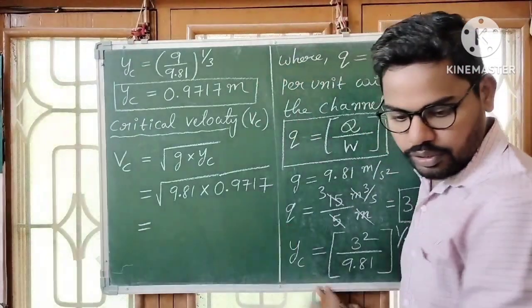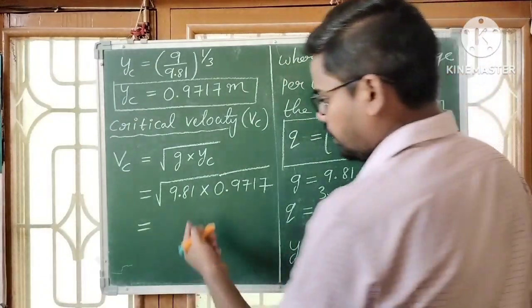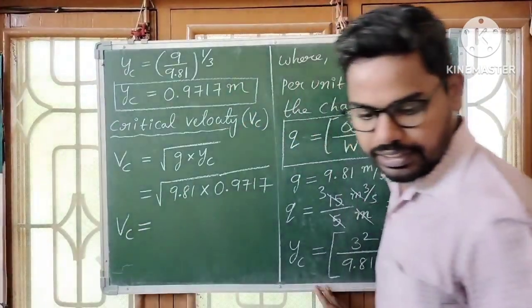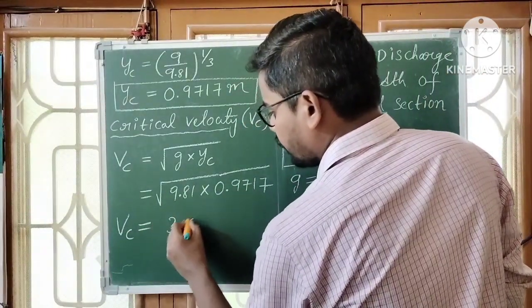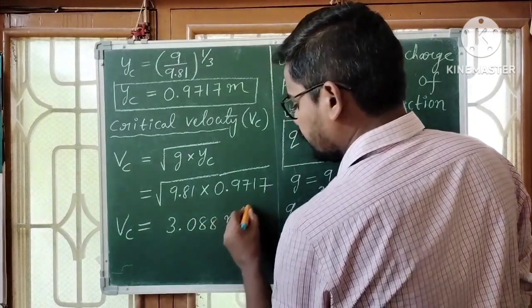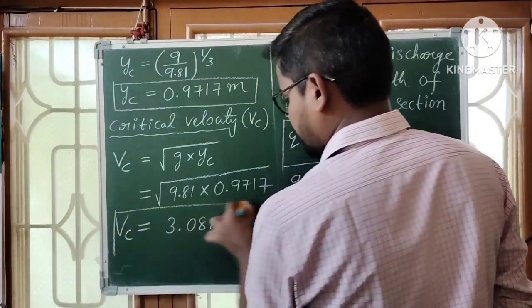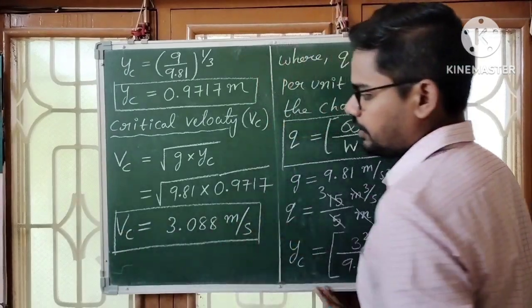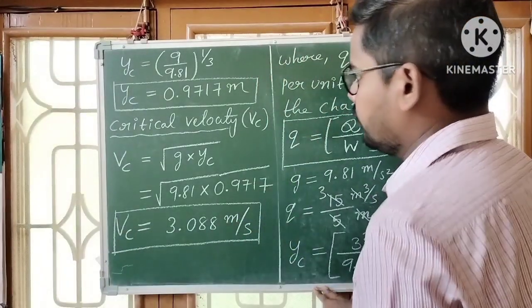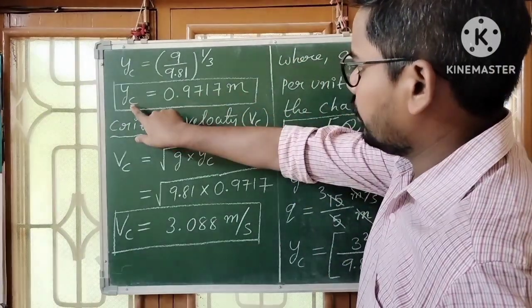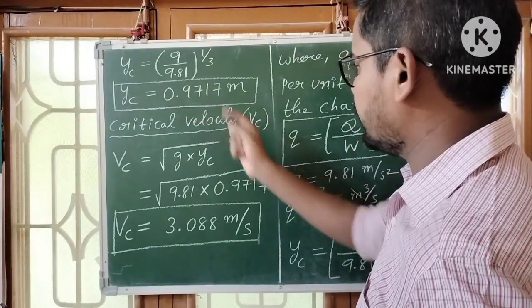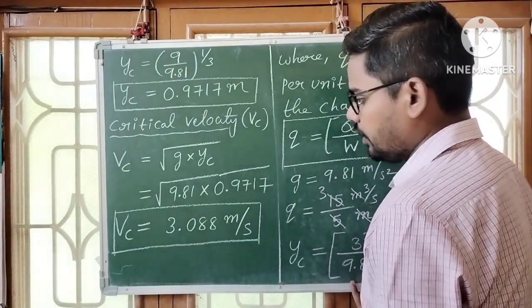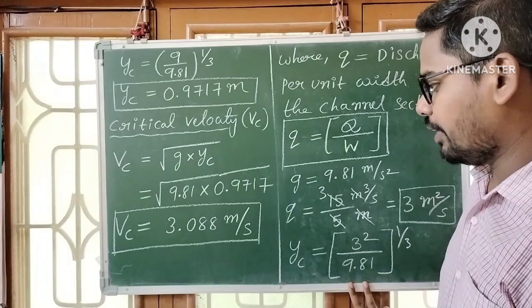If you find the square root of this value, you will get critical velocity as 3.088 meters per second. Velocity unit is meter per second. So what are the final results? Critical depth is equal to 0.9717 meters and critical velocity is equal to 3.088 meter per second.